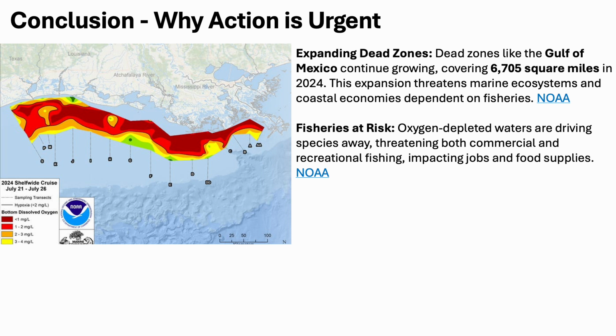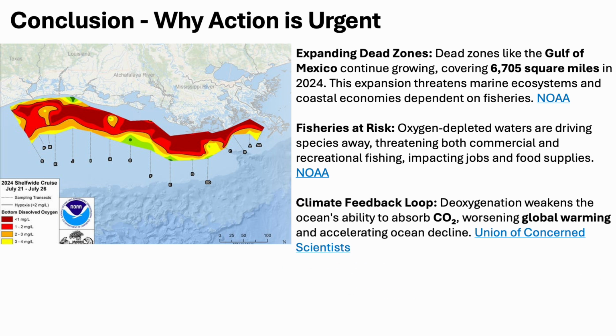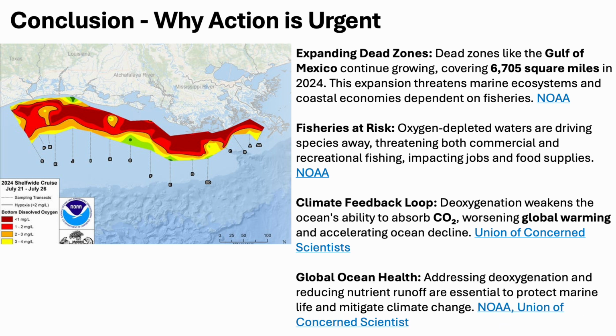Fisheries are at risk. Oxygen-depleted waters are driving species away, threatening both commercial and recreational fishing, impacting jobs and food supplies. Deoxygenation weakens the ocean's ability to absorb CO2, worsening global warming and accelerating ocean decline. Addressing deoxygenation and reducing nutrient runoff are essential to protect marine life and mitigate climate change.